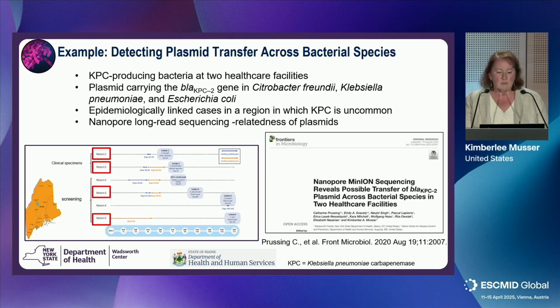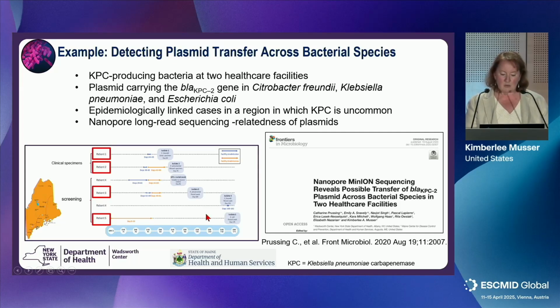And so one investigation I just wanted to mention that we had KPC producing bacteria at 2 healthcare facilities, and this is in one of the states in our region that has a very low level of carbapenemase producing bacteria identified. We believe that there was a plasmid carrying the blaKPC-2 gene that moved between Citrobacter and Klebsiella pneumoniae and E. coli. And so in this investigation, and this is Maine, we had a number of patients for which we had isolates, and we have an epi curve that helped us understand that some of them crossed between the same healthcare facilities over time.